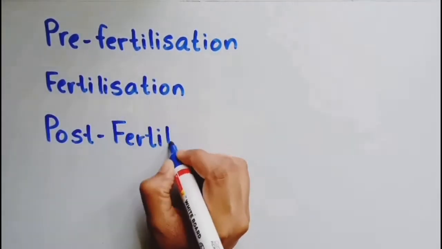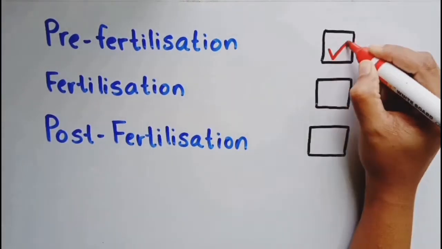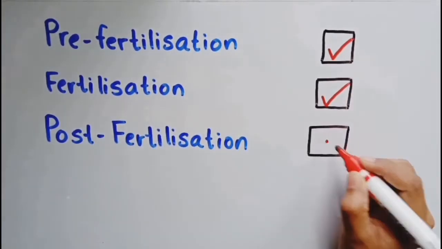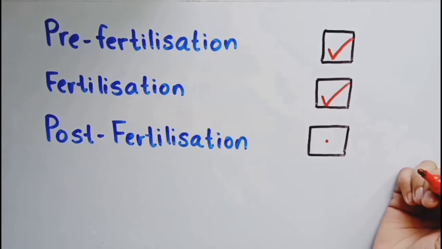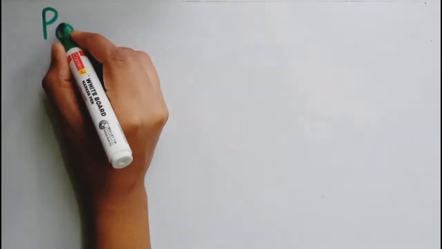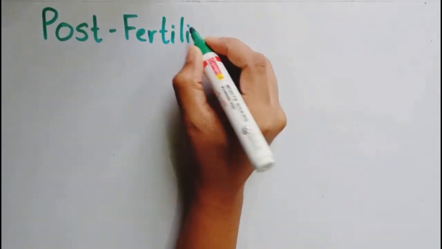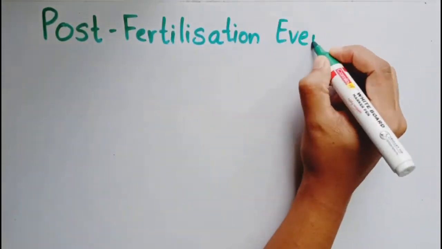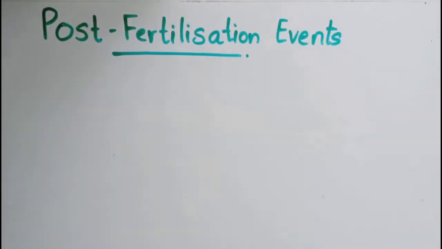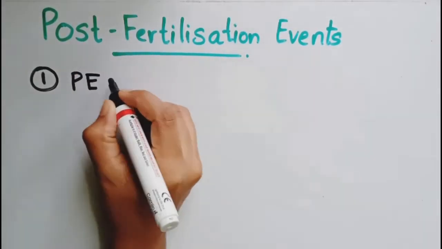In the previous videos we have learned about pre-fertilization and fertilization. In this video we're going to learn about post-fertilization from the chapter Sexual Reproduction in Flowering Plants. The events that take place after double fertilization are collectively called post-fertilization events. There are four main events that you have to learn.